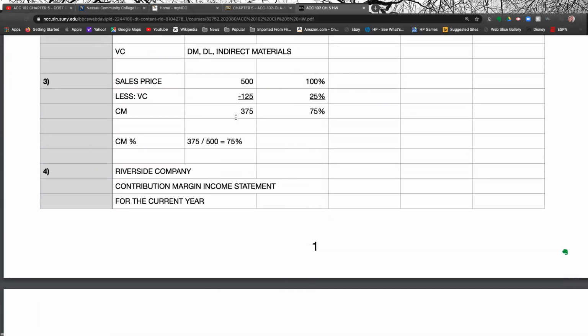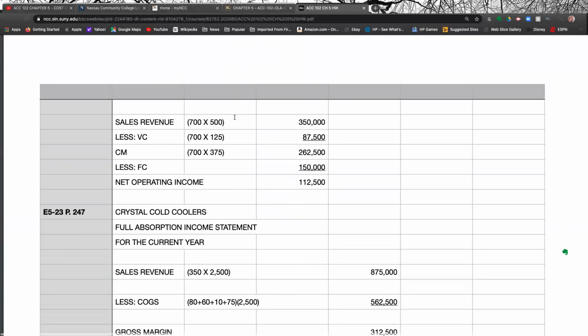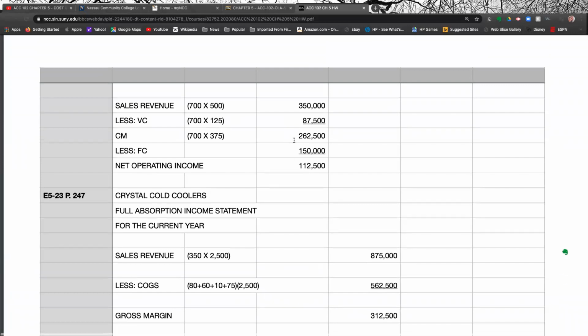Right? Now you could calculate that number as well, because if the contribution margin is $375 a canoe, which we calculated up here, right? And we sell 700 canoes, that's 262,500. Minus the fixed costs of 150,000, the net operating income is 112,500. Right? So that's exercise 17.